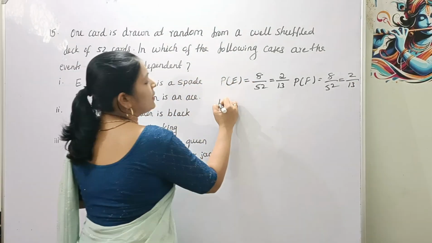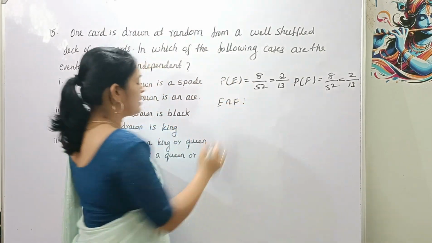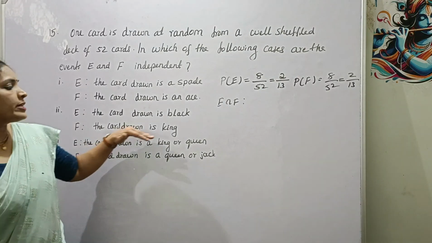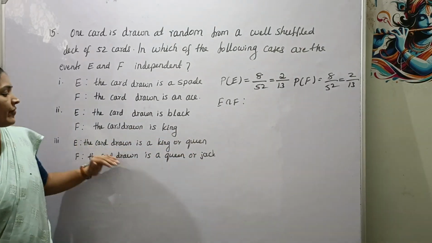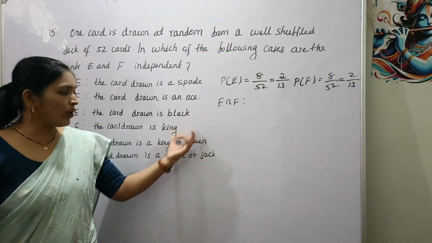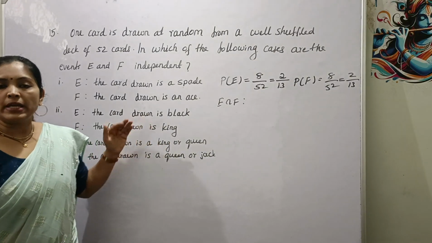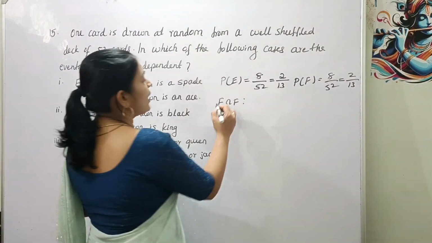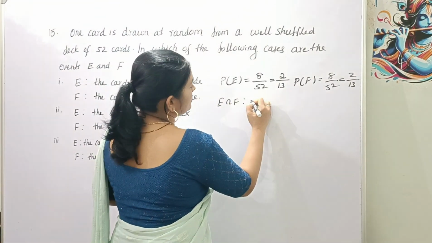Then what is the event E intersection F? E is the event the card drawn is a king or queen, and F is the event the card drawn is a queen or jack. Queen is the common one, right? Therefore, E intersection F is the event the card drawn is a queen.